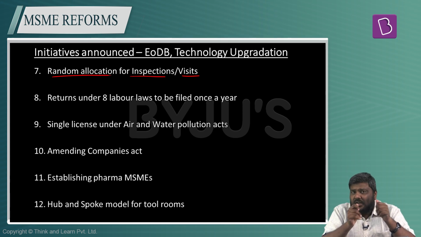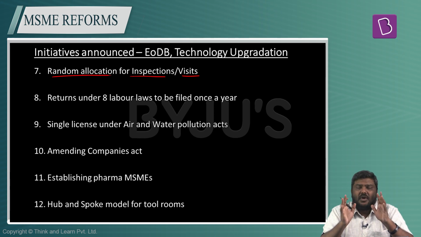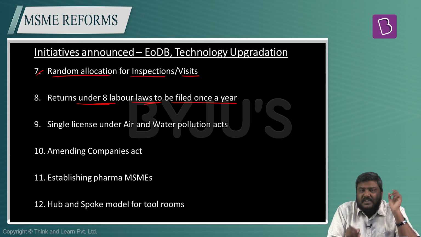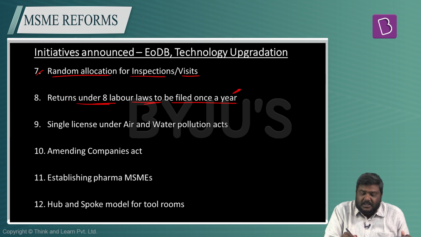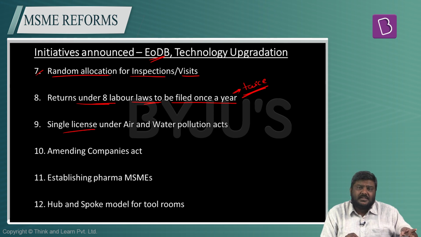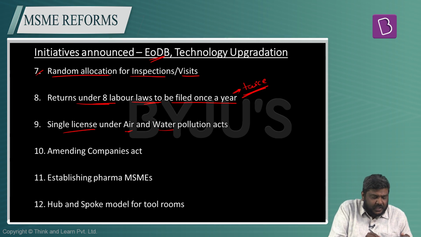And not only this, the government says once the inspector visits the company or the unit, within the next 48 hours, he has to submit the report online. That is the 7th reform. Next, various returns under 8 labor laws henceforth have to be filed once a year. Earlier, the companies or units were supposed to file them twice a year. This, to a very great extent, will promote ease of doing business. Next, rather than having different licenses under the Prevention of Air Pollution Act and the Prevention of Water Pollution Act, henceforth a single license will be issued.